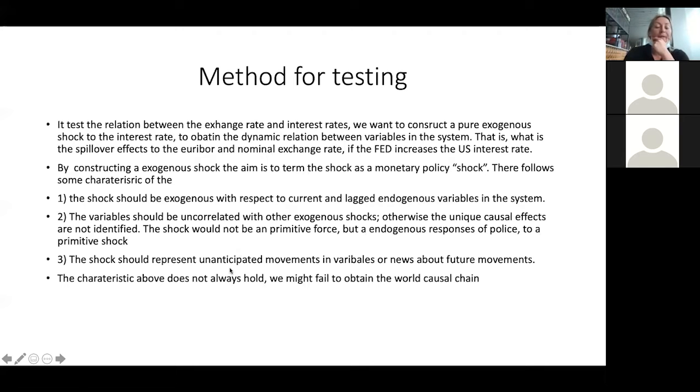And the characteristic of the shock is that it should be exogenous with respect to the current and lagged endogenous variables in the system. And the variable should be uncorrelated with this exogenous shock. Otherwise, we don't have this unique causal effect.